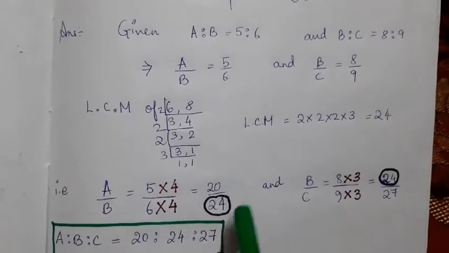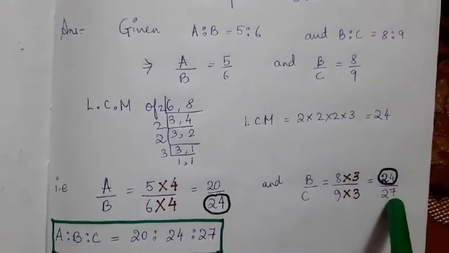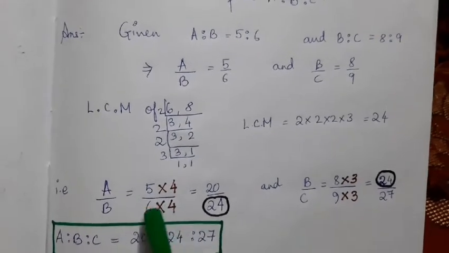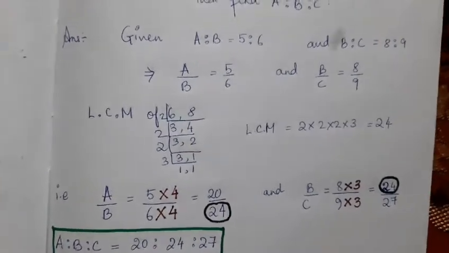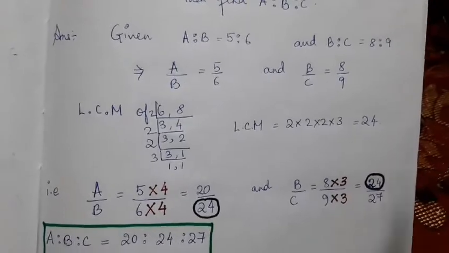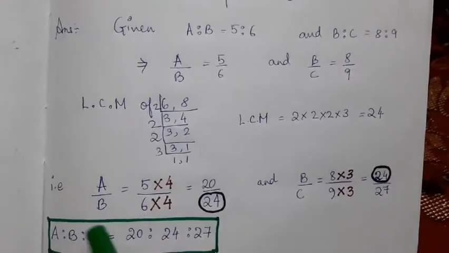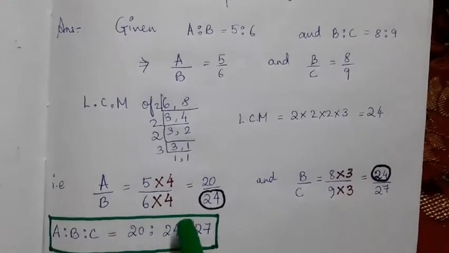So, 20 is to 24 is to 27. For A it is 20. For B it's 24. That's common. And for C it's 27. So, A is to B is to C is 20 is to 24 is to 27.